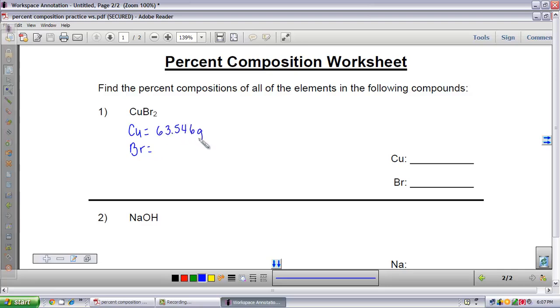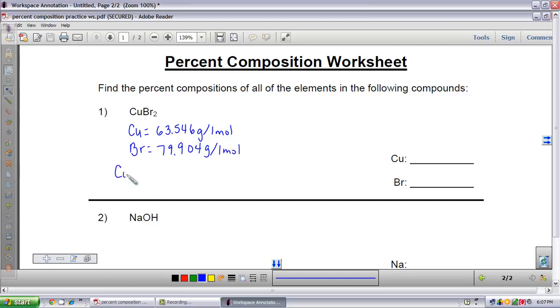63.546 grams are in 1 mole of copper. So this is for 1 mole of copper. And again, we're always talking about moles. We don't talk about individual atoms because that just would be too difficult to measure. If you look at bromine on the periodic table, atomic number 35, you'll see that it has a mass of 79.904 grams in 1 mole of that.